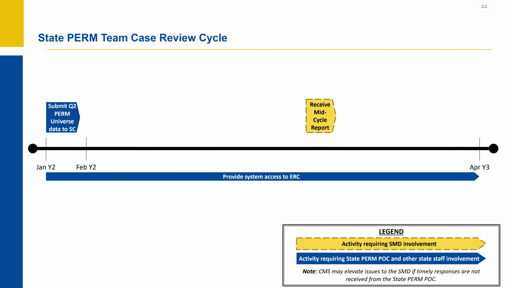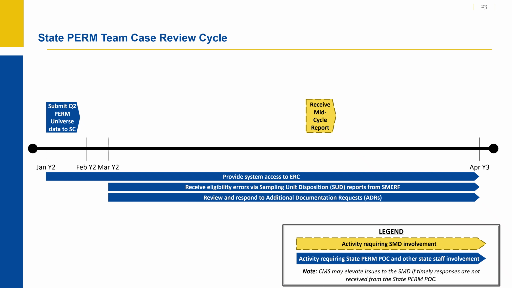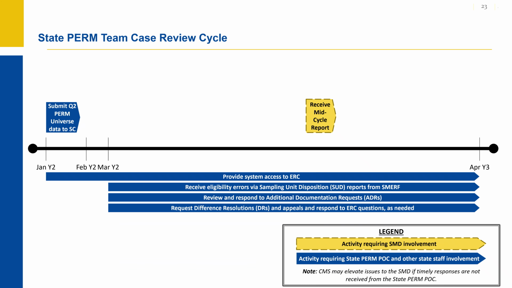The following 3 activities occur from March of year 2 through April of year 3. 1. States receive eligibility errors via the Sampling Unit Disposition Reports, also known as SUD reports, from SMERF. 2. States review and respond to additional documentation requests, also known as ADRs. And 3. States request difference resolutions, or DRs, and appeals, and respond to the ERC's questions as needed.